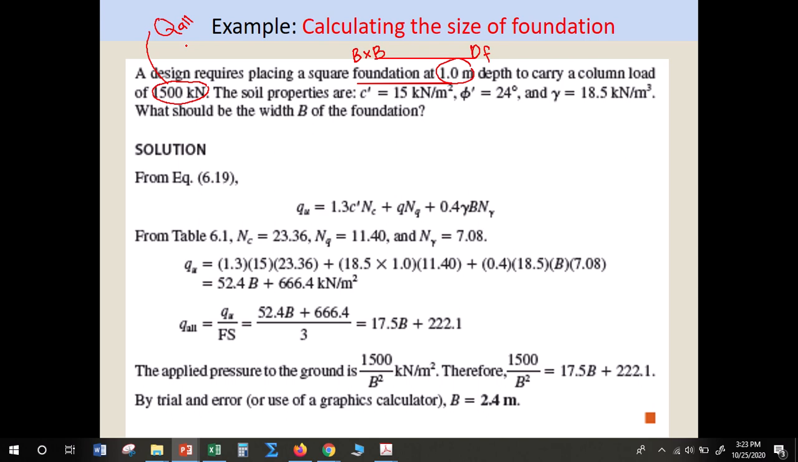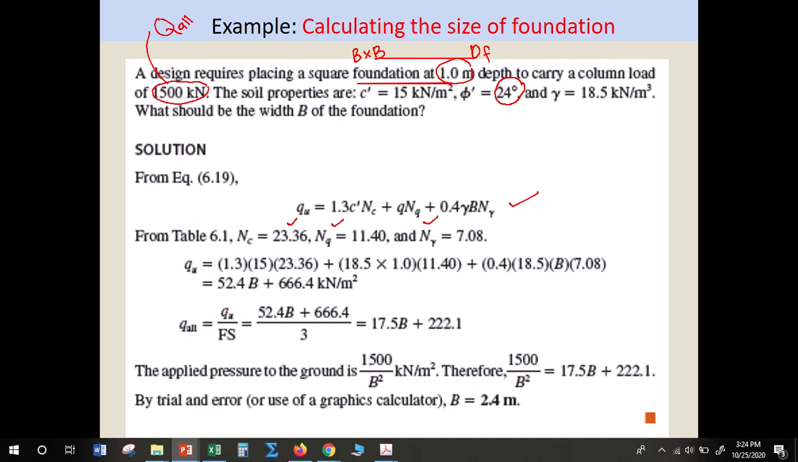Because the foundation is square shape, you can use this equation. Refer to the friction angle and refer to the table. You can get Nc, Nq and N gamma, and then solve the equation. But you cannot solve the equation because you don't know the width of the foundation, so this is the unknown B.